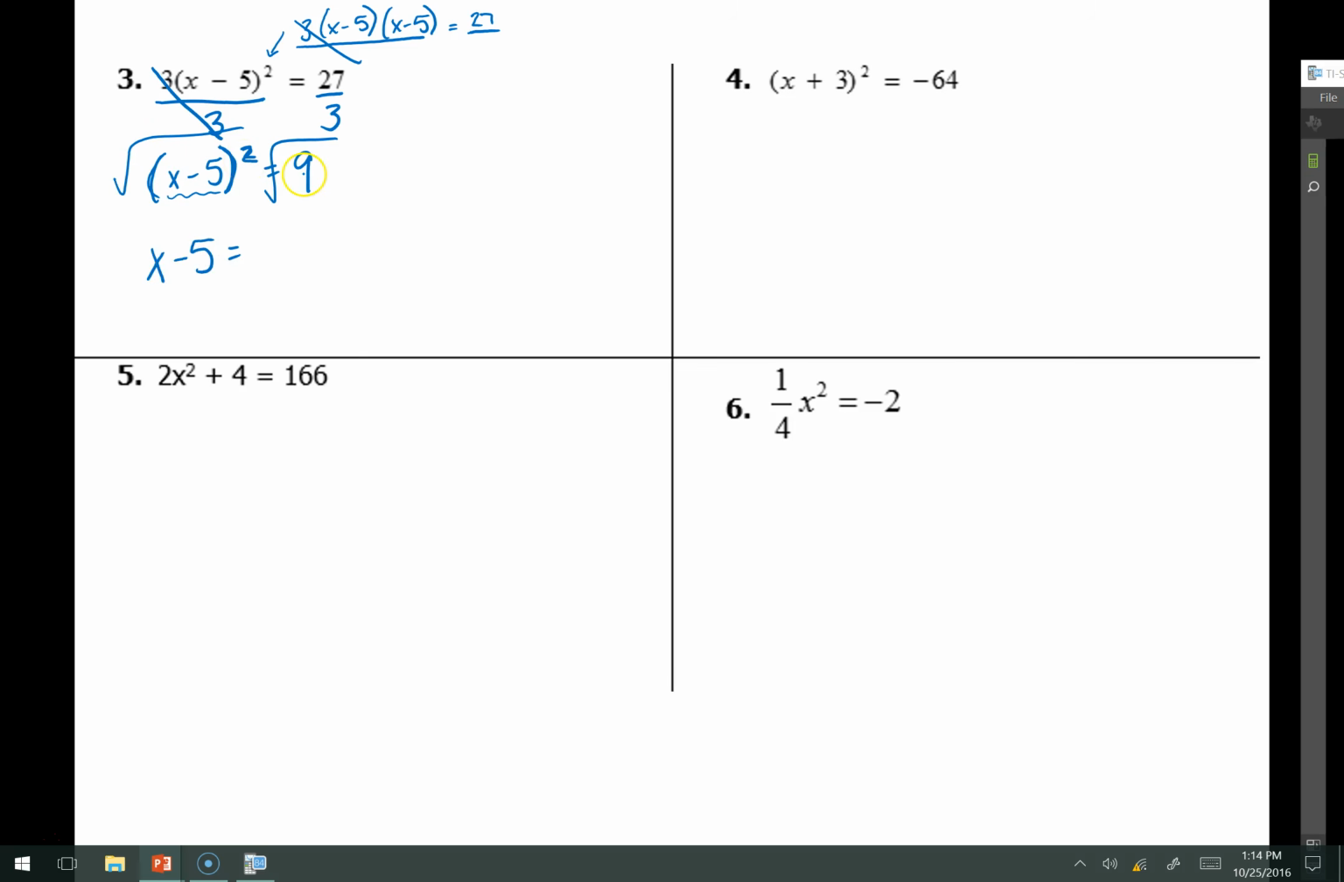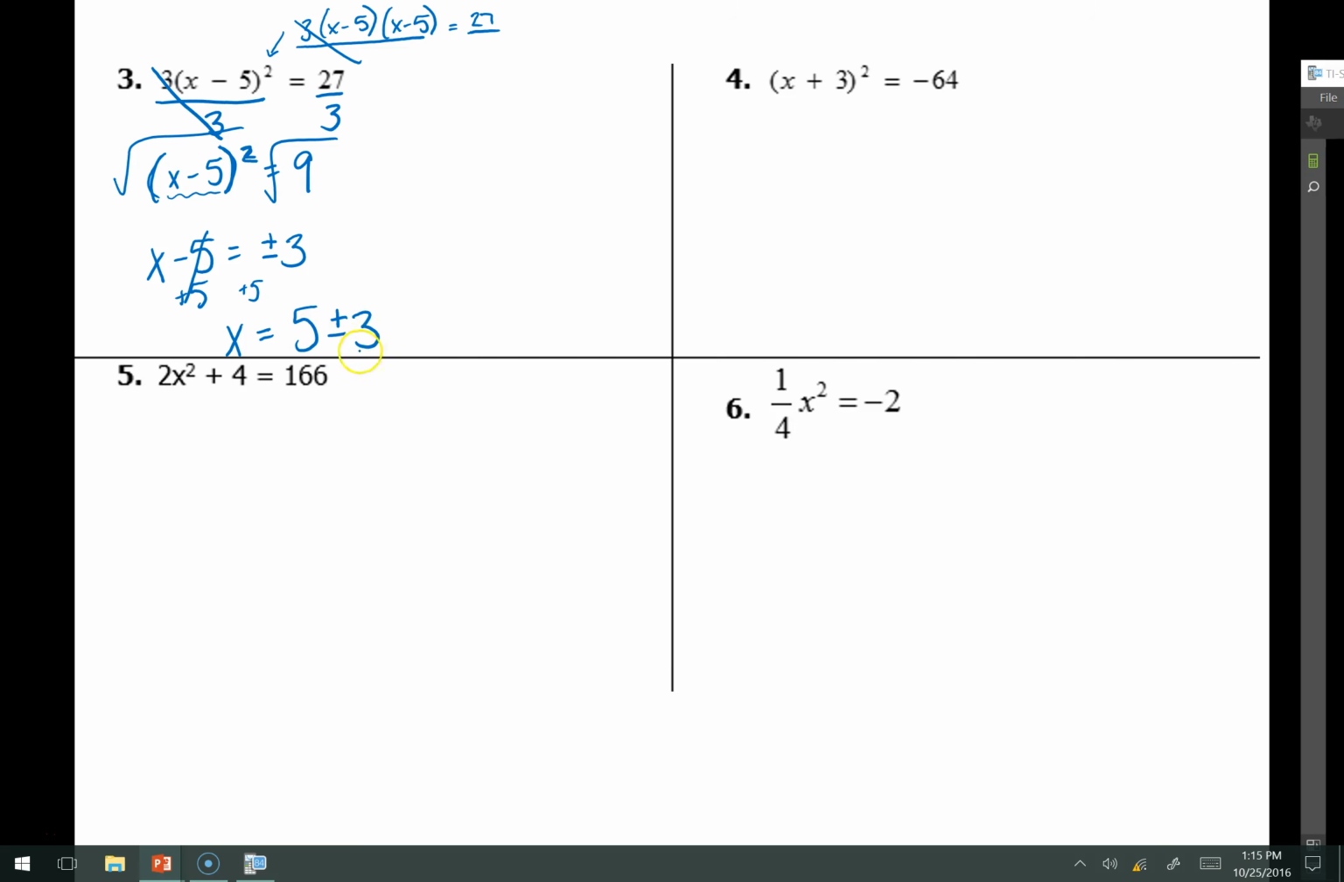Now on the other side, when I take the square root of 9, because that's an even root, I'm going to write plus or minus, and then the square root of 9 is 3. So now I need to continue simplifying here. I have this minus 5, so I'm going to add 5 to both sides. And look at what this gives me. I have x is equal to 5 plus or minus 3.